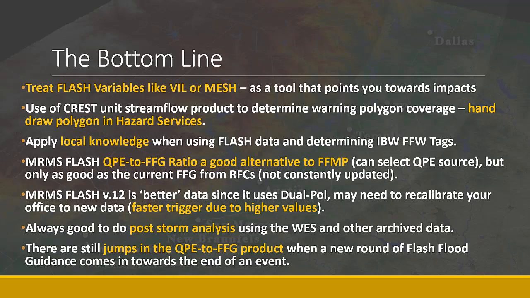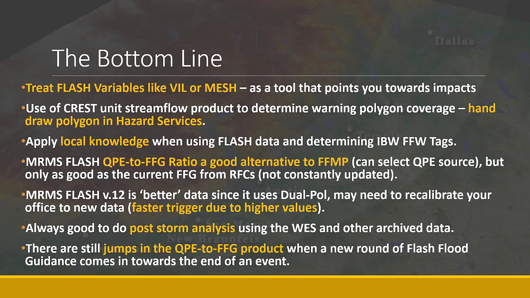You can use QPE to flash flood guidance ratio as an alternative to FFMP. I think we've only got 2 or 3 forecasters here at our office still using FFMP while most now use Flash. But again, that goes back to being able to trust the sources. And in FFMP, you can still choose where you get that data from. So that's still one plus of FFMP.